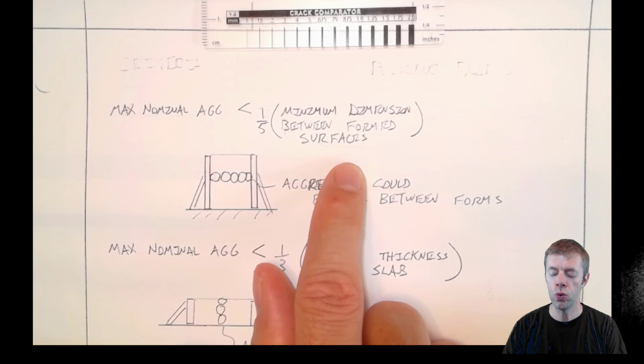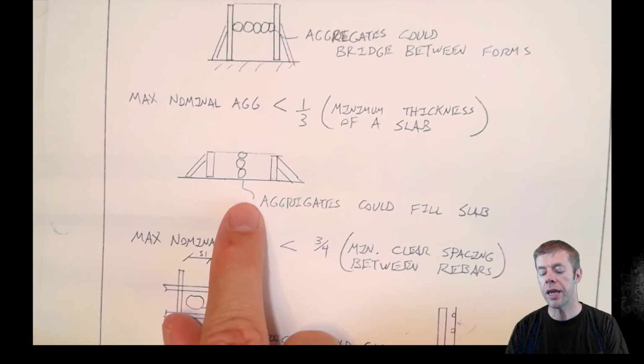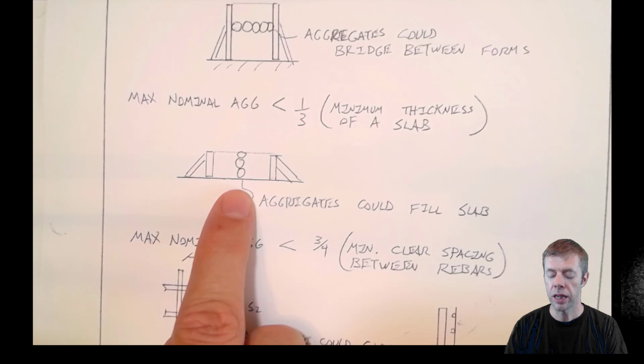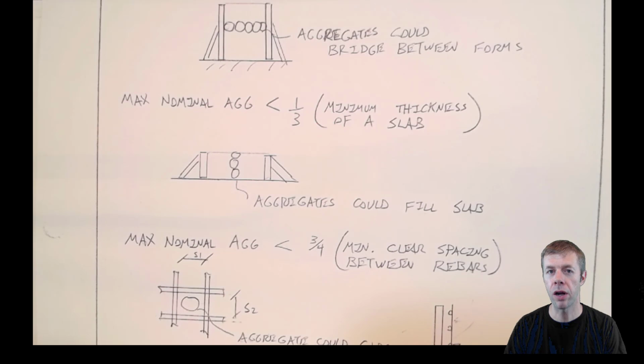Therefore, if I was trying to pour a wall that's 5-inch thick, that's a pretty thin wall. But if I did, I would have to use a smaller, less than 1-inch maximum nominal aggregate size. Let's say I'm pouring a slab. Again, it would be bad if I have three aggregates that stacked up on top of one another. Again, form this kind of pocket. That wouldn't be good. So again, there's a rule that the maximum nominal aggregate size has to be less than 1/3 of the minimum thickness of a slab. So if I'm pouring a 6-inch slab, then 1/3 of that would be 2 inches. That means my maximum nominal aggregate size would have to be less than 2 inches.